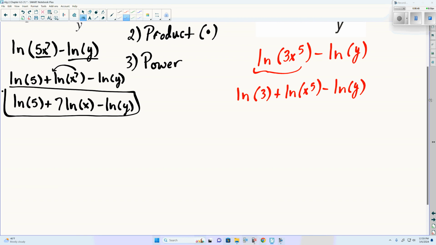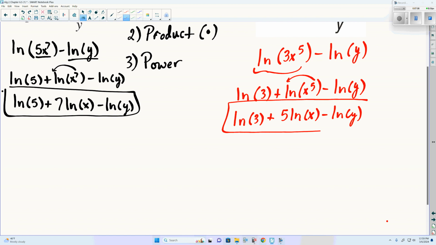Now from here we can use our power property. It wouldn't affect the natural log of 3, plus 5 natural log of x minus the natural log of y. Questions on this here? We ready for the next one?